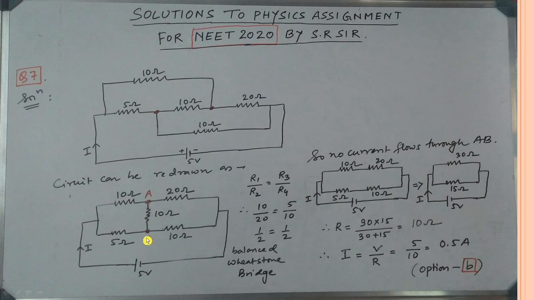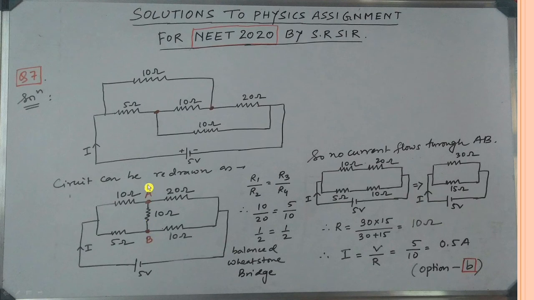So we see that yes, the current is not passing through this resistance. How? We have learned about the Wheatstone bridge. So R1 by R2 is equal to R3 by R4. Here we will see 10 by 20 is equal to 5 by 10. So the Wheatstone bridge is balanced. So no current passes through this.